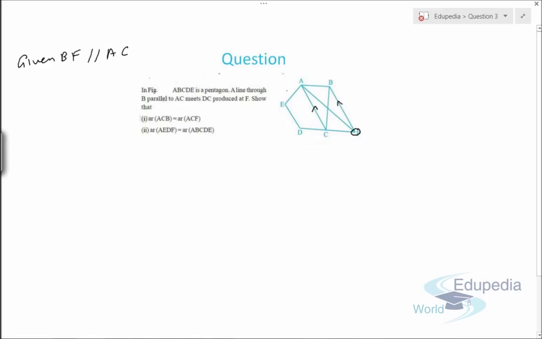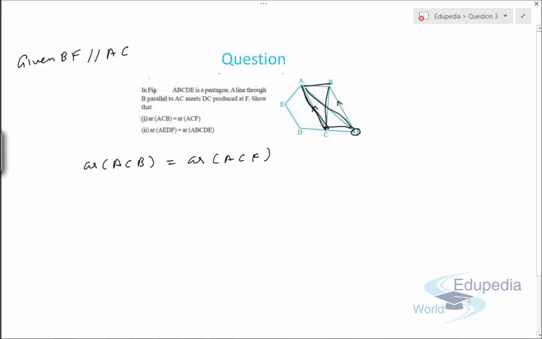So we need to show that area of ACB is equal to area of ACF. So we need to prove that. Let's see how we can prove this. Now we need to show that area of ACB is equal to area of ACF.